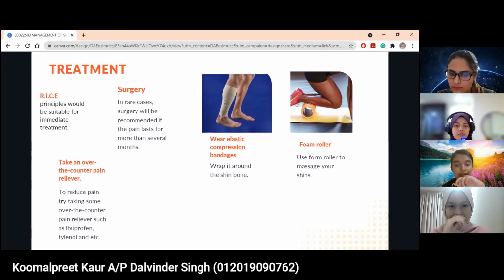Next is wearing elastic compression bandages around the shin bone area, which may also treat shin splints. Next, we have the foam roller. Use a foam roller to massage your shins if the victim is suffering from shin splints.